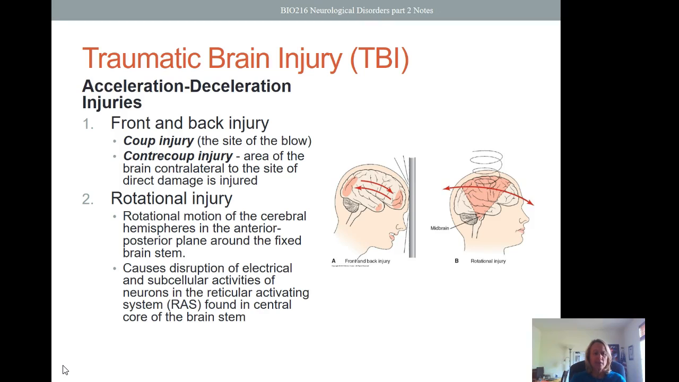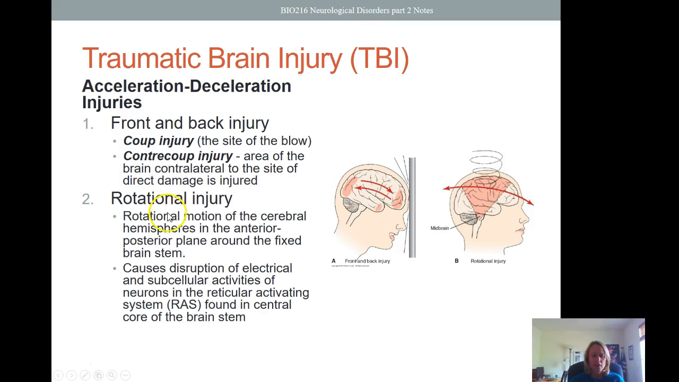So let's look at acceleration-deceleration injuries. A front and back injury includes the coup injury, and that's the site of the blow. In this case, it would be the frontal lobe. And the contrecoup injury, this is the area of the brain on the opposite side, contralateral to the site of direct damage. So as the brain accelerates and hits this, and then it bounces back, hits on the windshield here, the frontal lobe, and then as the brain bounces back, the occipital lobe hits against the back of the skull.